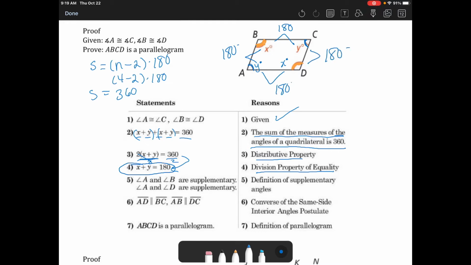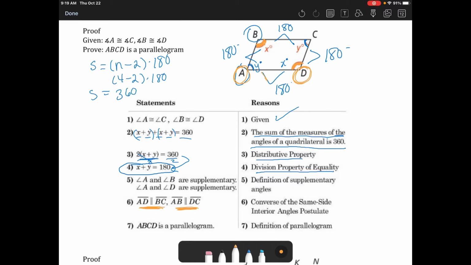So here we say angle A and B are supplementary. And then we say A and D are supplementary. So consecutive angles either way are supplementary. And so we can conclude that AD is parallel to BC and AB is parallel to DC. And that's by the converse of the same side interior angles postulate.